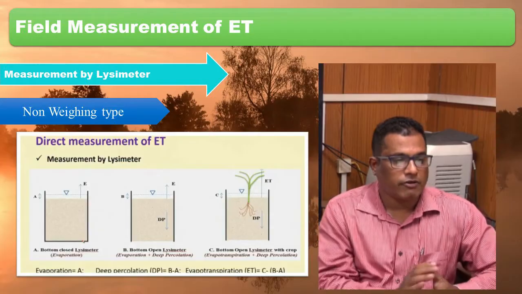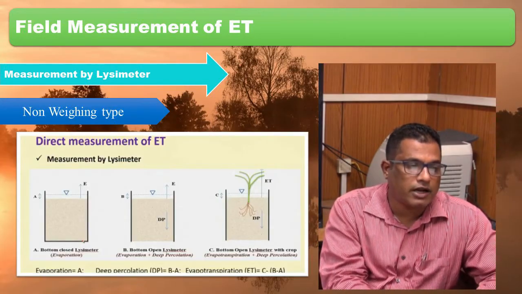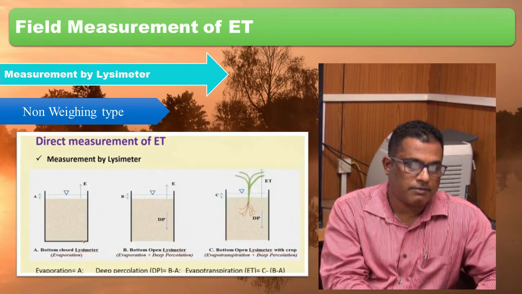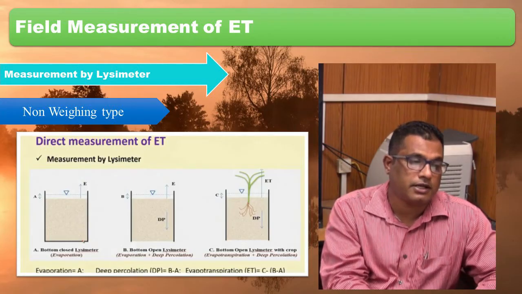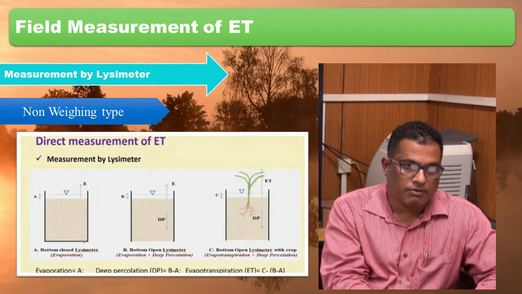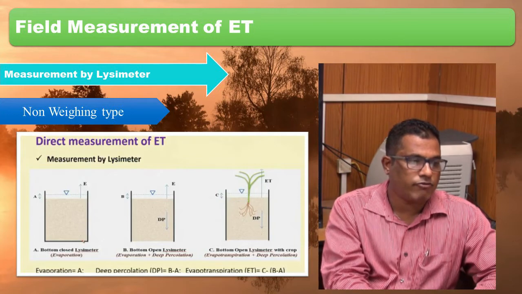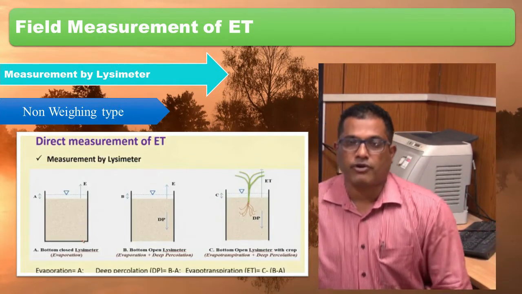And to find out the evapotranspiration, we measure the change in water level in this third container, which has got a plant as well. So deep percolation and evaporation as well as transpiration is taking place. So this water level, we observe it. This can be found out by the water level at C minus the water level here in the second one, that is C minus B. So this way we can find out practically or in the field through field measurement.